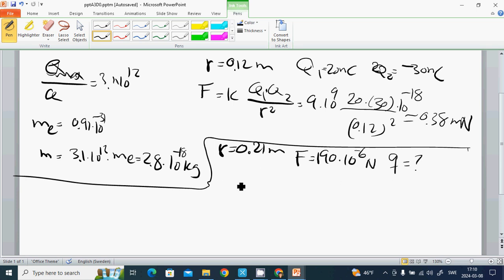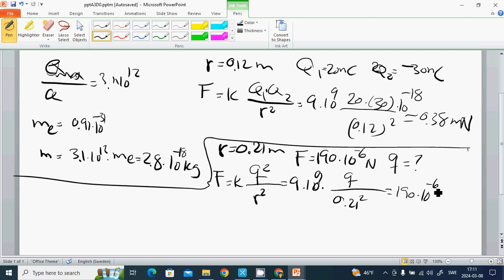And we have F equals Q squared, because both of them have the same charge when we charge the ball by rubbing it over something, they have the same charge, divided by R squared. Then 9 times 10 to the power of 9 multiplied by Q squared divided by 0.21 squared equals 190 times 10 to the power of minus 6, and Q is 61 nanocoulomb.